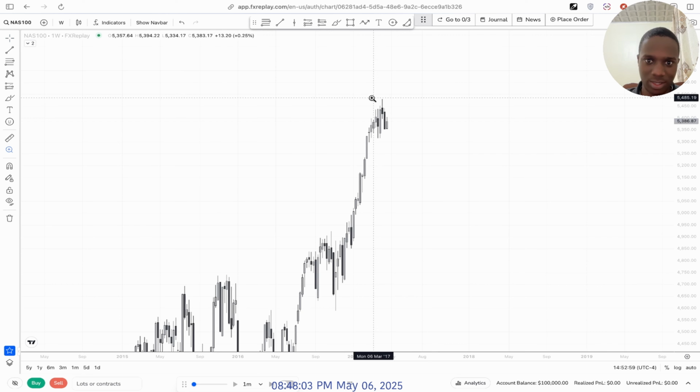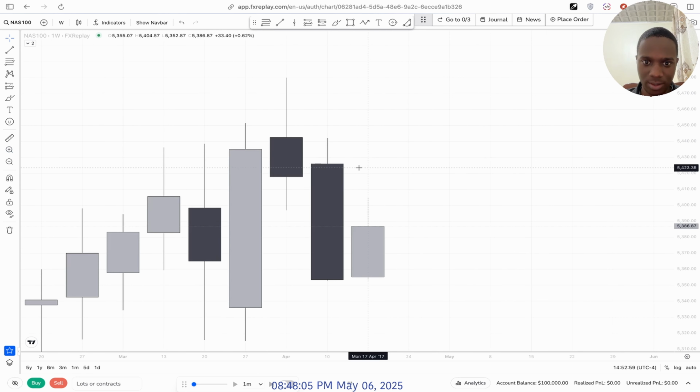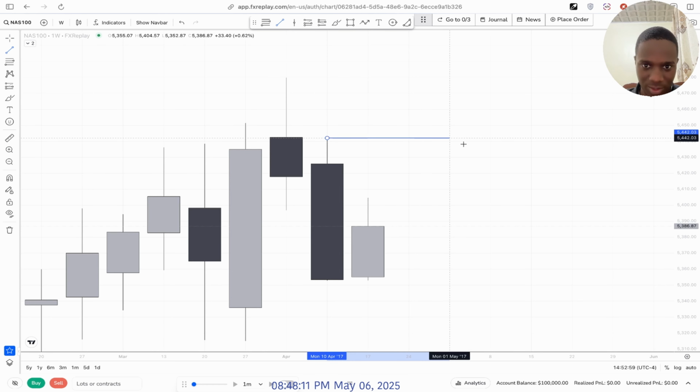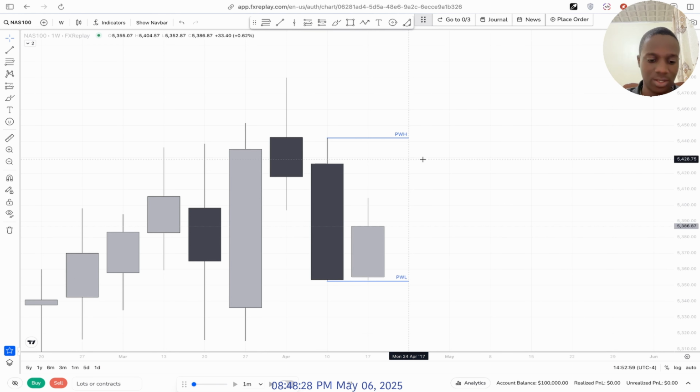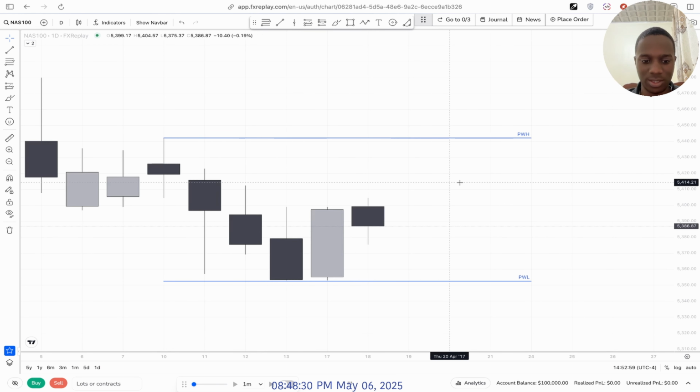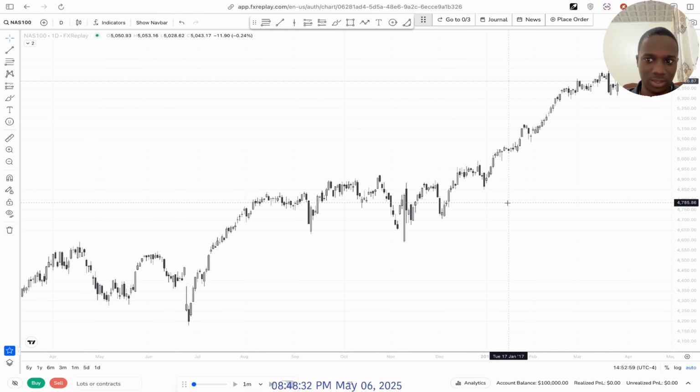Let's do something like this. Okay, so there's this high and then there's this low. So we got this one, and then we've got this as well. So this is the previous week high. This is the previous week low. So then this is how you can draw it. When you go to the daily, you can now clean it further.